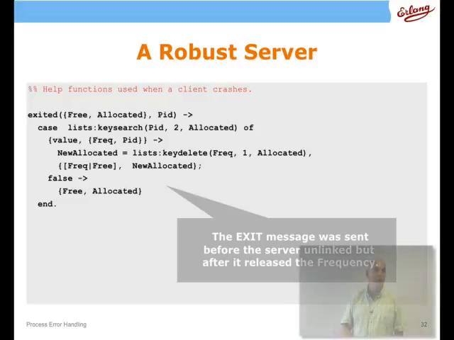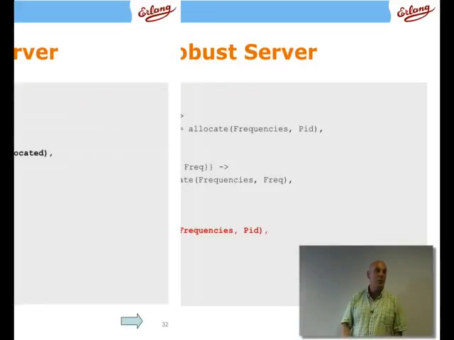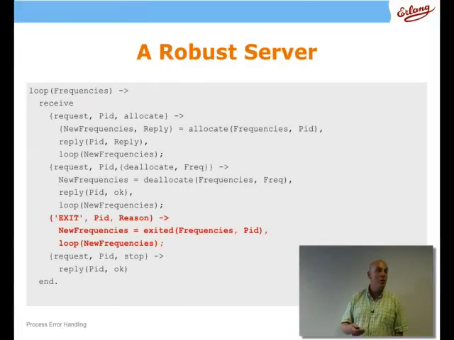And so that has the effect, if we go back to the main loop, of showing that when we get that exit message saying that the process has terminated abnormally, we make sure that its frequency, looking it up with the PID, gets deallocated, and so the new frequencies data on which we loop has that frequency free again.